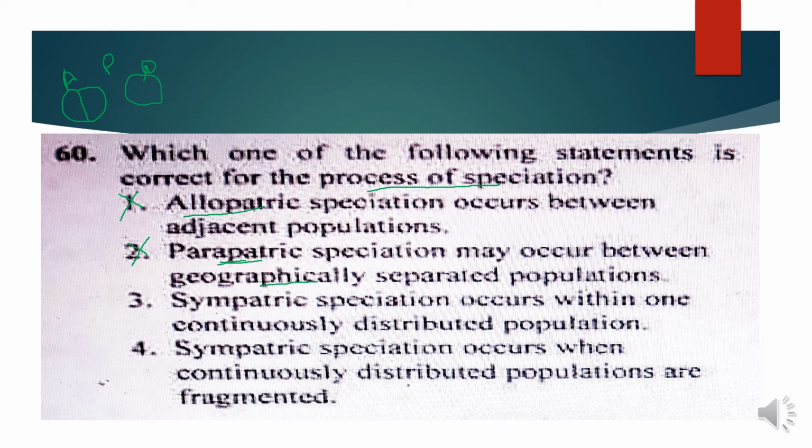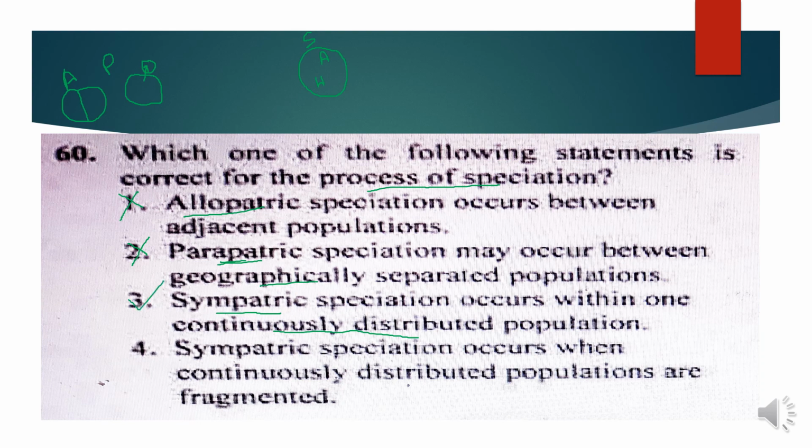Now the third option: sympatric speciation that occurs within one continuously distributed population. In sympatric speciation, as we have seen with the hawthorn and the apple maggot, they have the same habitat, but one feeds on apple and one feeds on hawthorn. Their distribution is continuous, but as the food source is different, they have altered their phenological cycle, which has led to reproductive isolation. So the third option is true.